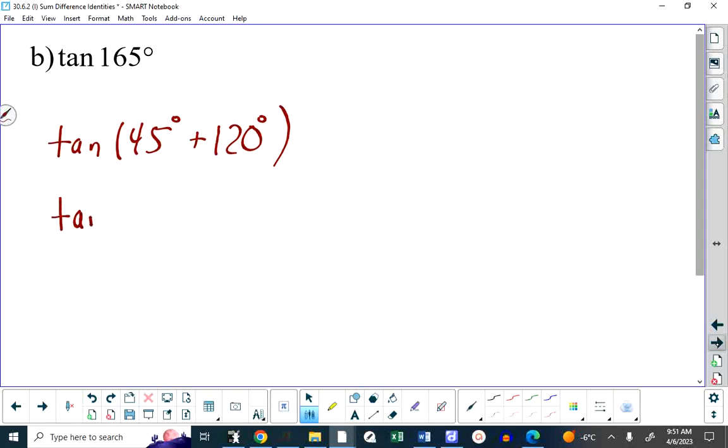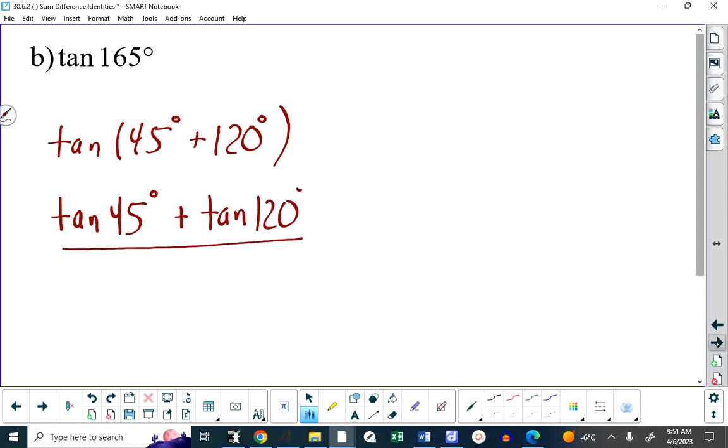So this will be tan of 45 degrees plus tan of 120 degrees on the top. On the bottom, is it 1 plus tan, tan? Minus, thank you. We could do these problems all day, and I'm always going to be unsure of the tangent ones. 1 minus tangent of 45 times tangent of 120.